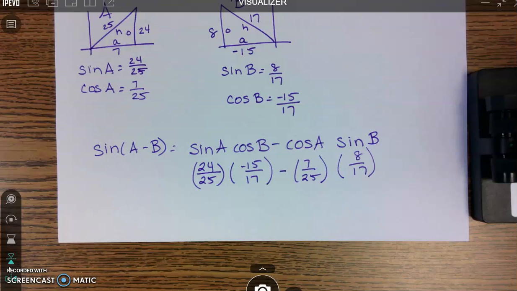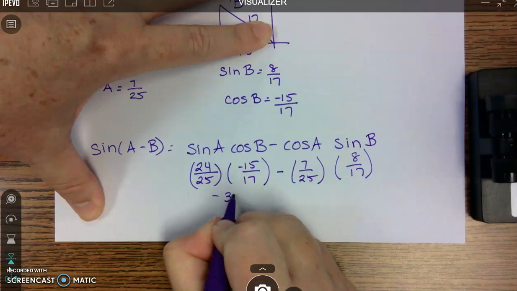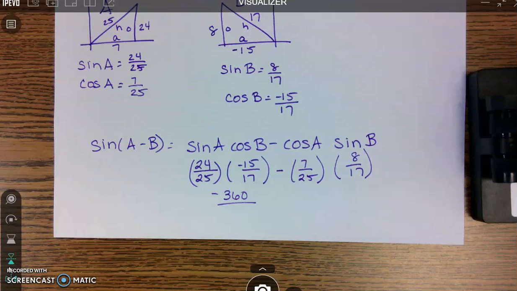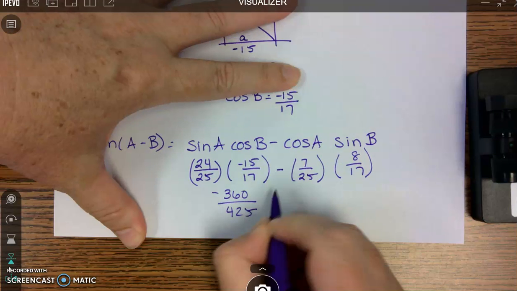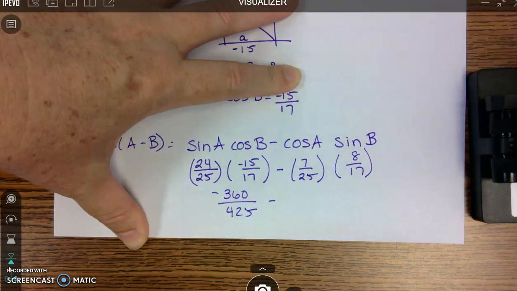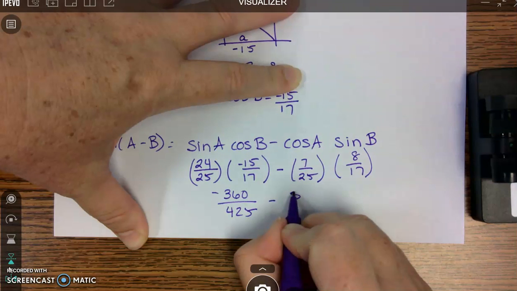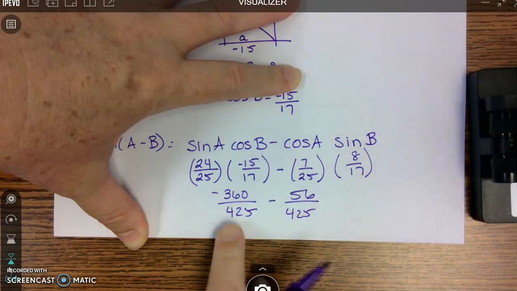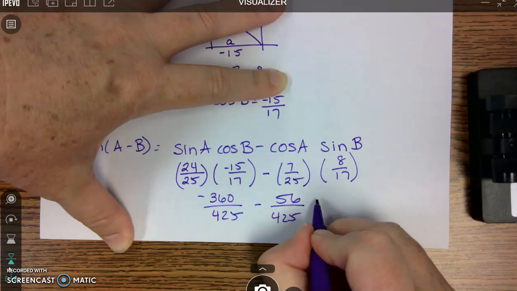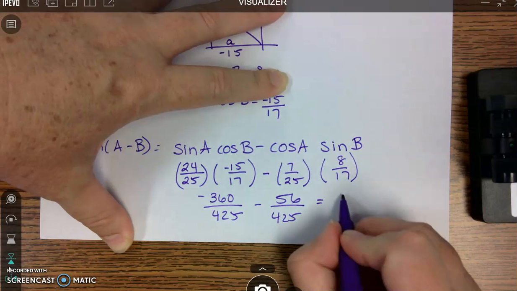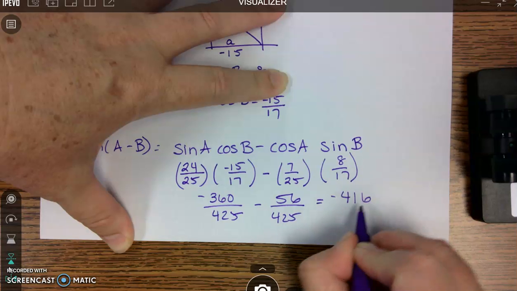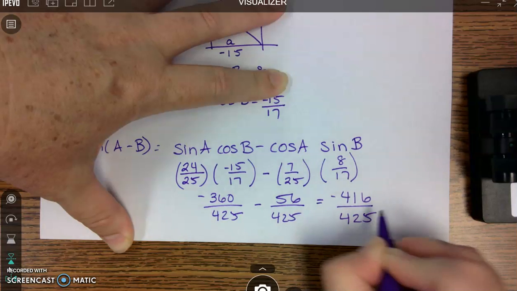So, clear. 24 times a negative 15 is a negative 360. 25 times 17 is 425. It's 56 and 425. So remember, those numbers should match. Plus 56. And I got negative 416 over 425.